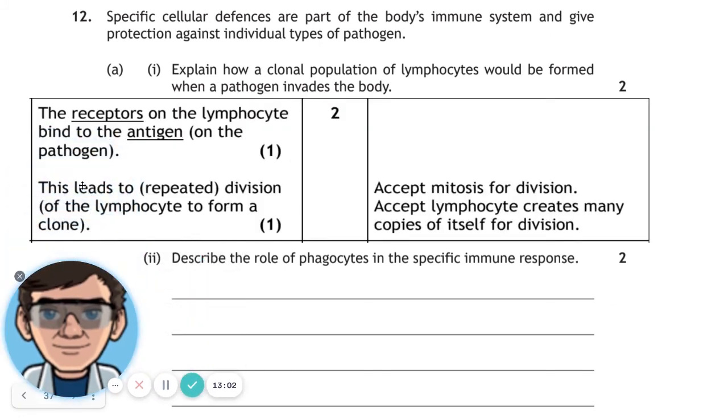Okay, so for the first one, explain how a clonal population can be formed. There's 2 things to say. First of all, the receptors in the lymphocyte bind to the antigen, the 2 key words there. Second mark is given if you've said that leads to repeated division or it leads to cell division to form a clonal population.